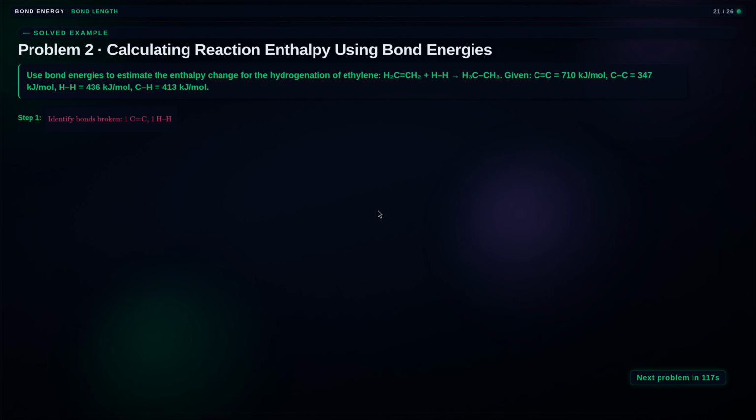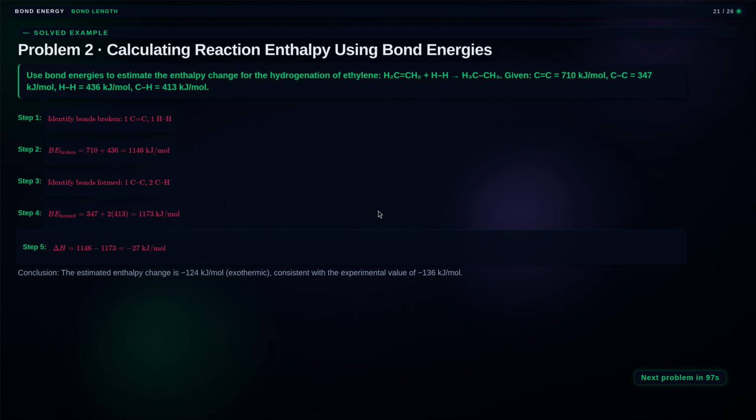Problem 2. Estimating reaction enthalpy using bond energies. We need to calculate the enthalpy change for the hydrogenation of ethylene to ethane. First, identify the bonds broken. One carbon-carbon double bond and one hydrogen-hydrogen bond. The total energy input is 710 plus 436, which equals 1,146 kilojoules per mole. Next, identify the bonds formed, one carbon-carbon single bond and two carbon-hydrogen bonds.